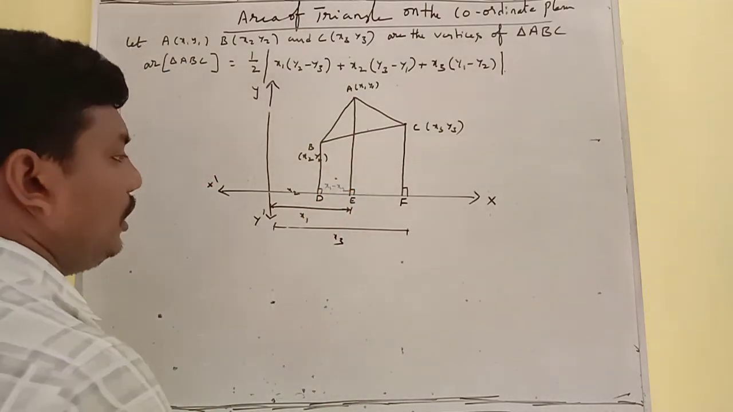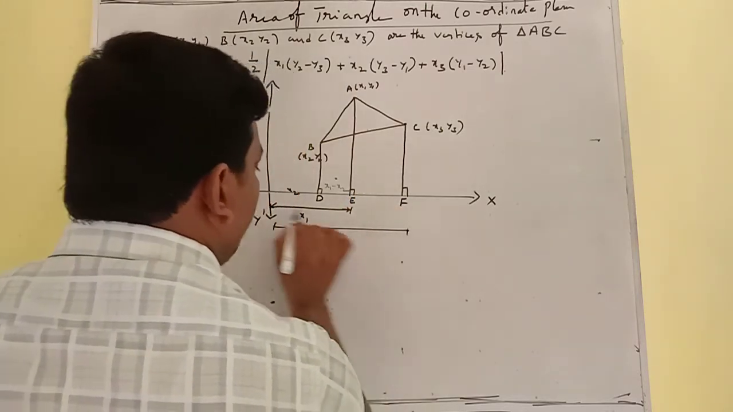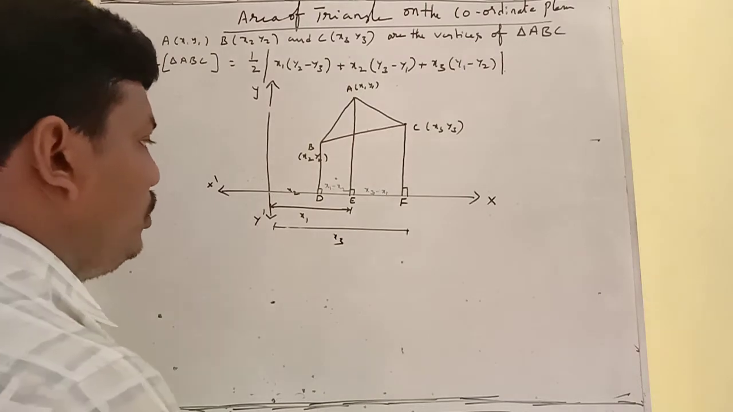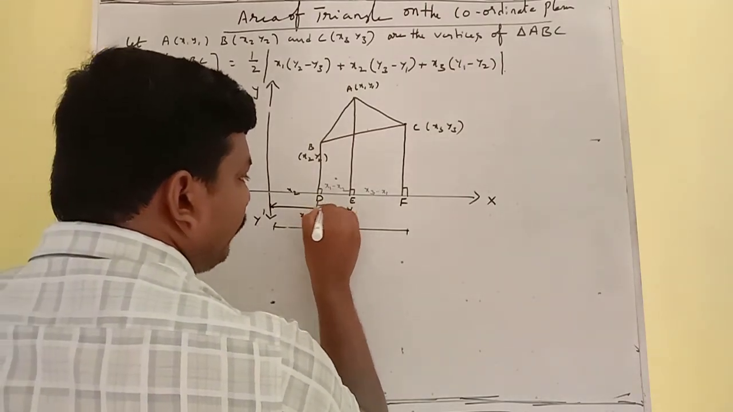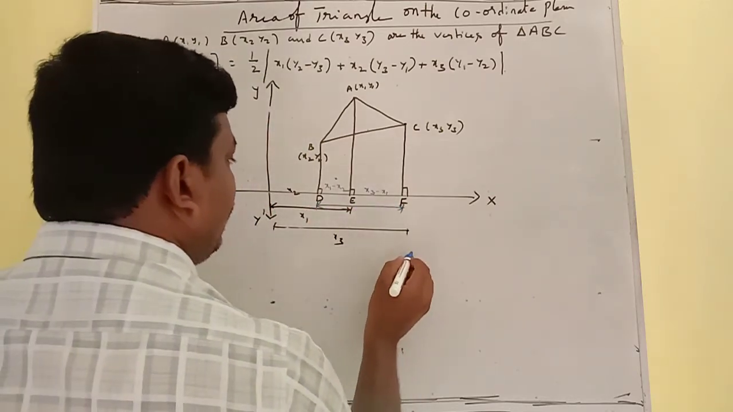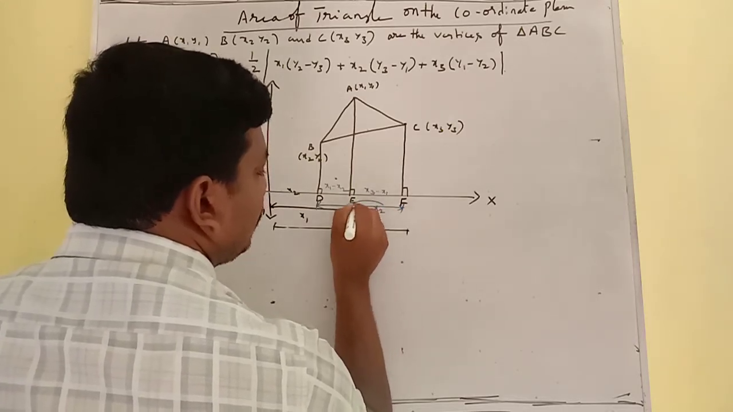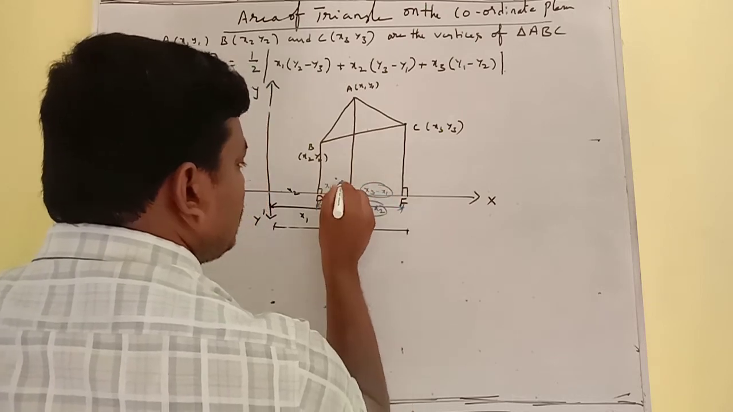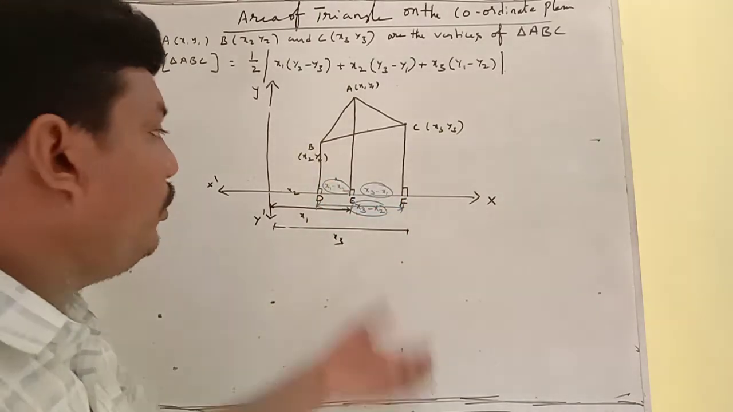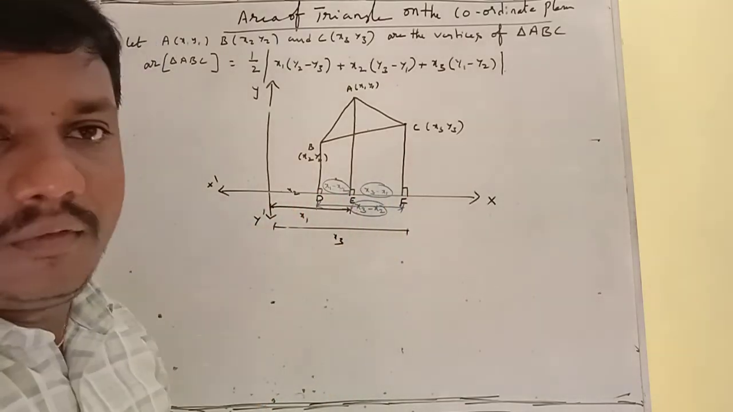So total, this is x1, this is x2, so the distance is x1 minus x2. The distance DF is total x3, this is x1, so the distance is x3 minus x1. What is the distance between EF? Total x3, this is x2, so it is x3 minus x2. These distances we need to consider. How does this distance form? Due to the projection of the points on the x-axis.